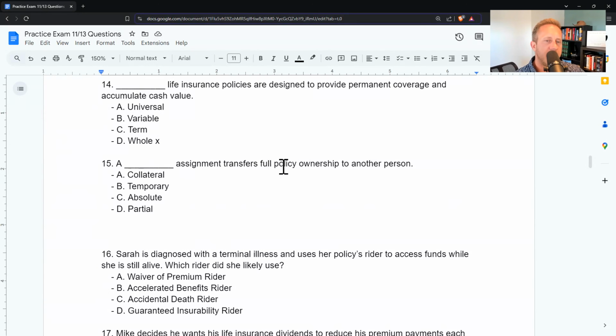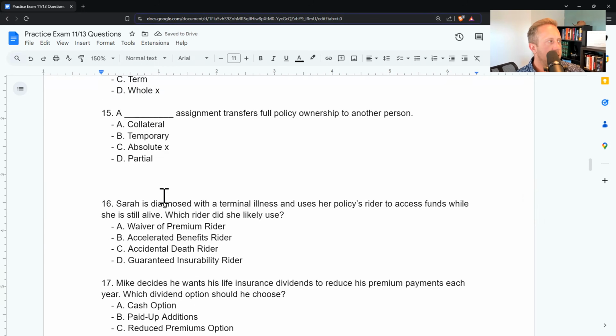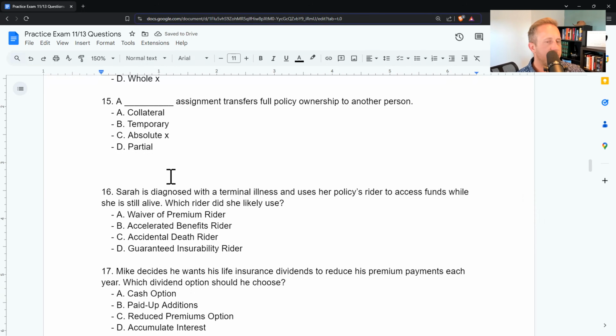A blank assignment transfers full policy ownership to another person. That is absolute assignment. So absolute assignment transfers the policy in full to someone else. Okay, next one.